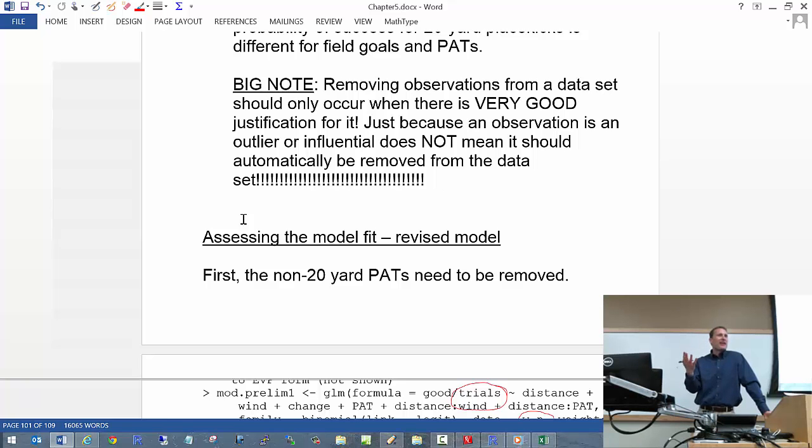Now if a standard normal approximation works, we know that about 5% of all observations should be outside of plus or minus 2 by a little bit. But that didn't concern them. And so anyway, that's why I bring this up. You really, really need to have justification for removing observations. And when you do remove them, you need to understand how that affects what kind of inferences you can make. Here, I cannot make inferences to non-20-yard PATs. And for my situation, that's not a big deal.